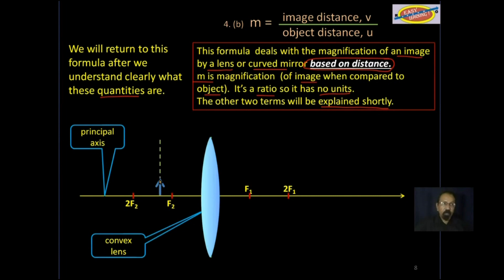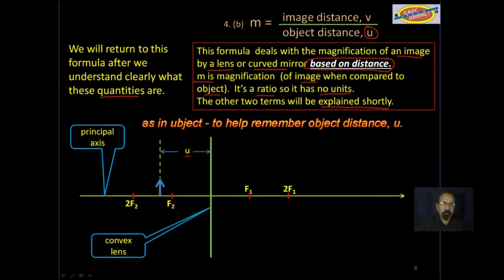If we put an object at this point between the principal focus and twice the principal focus on the left-hand side, now let's remove this lens and just put a line there so we can more clearly see what is happening. The distance from the object to the center of the lens is called the object distance. That is U in this formula up here.